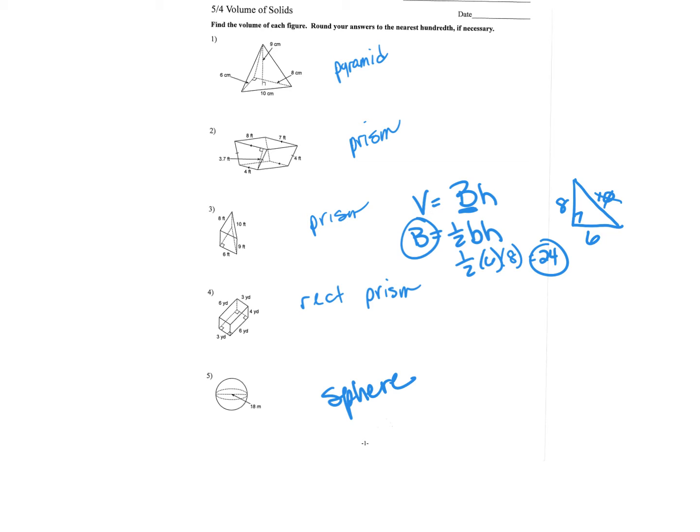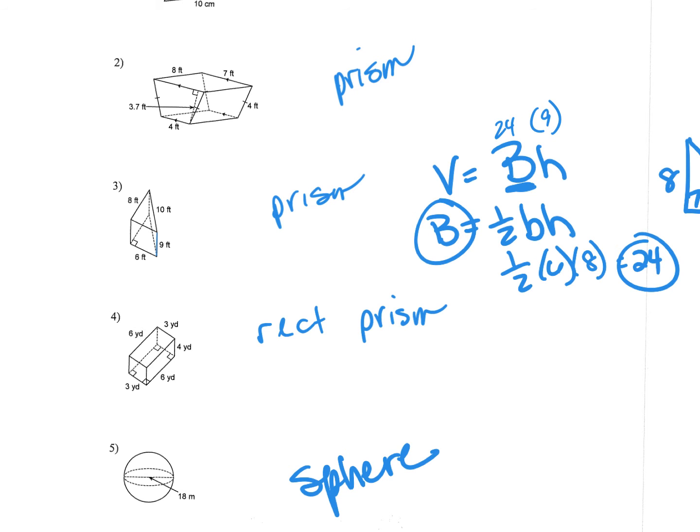Now the second H is not the height of the triangle, it's the height of the building, of the whole prism. So if you look at that picture, the height of that whole building is 9 feet. So 24 times 9 is 216. So 216 is the answer to number 3. And now we have feet, and with volume, it's cubic feet.